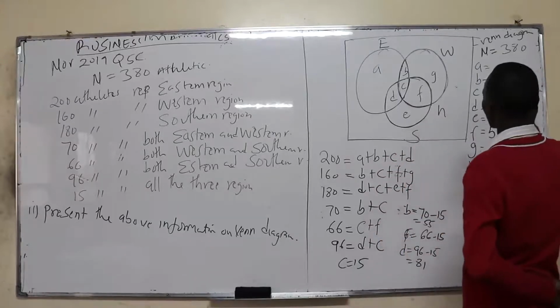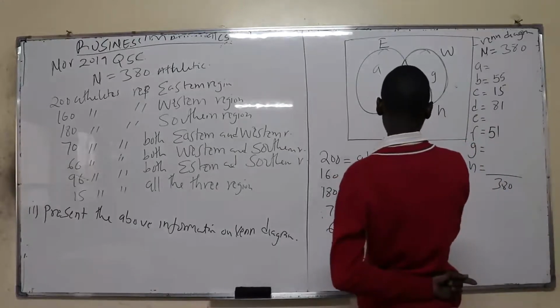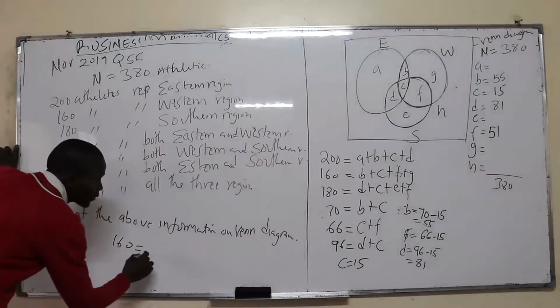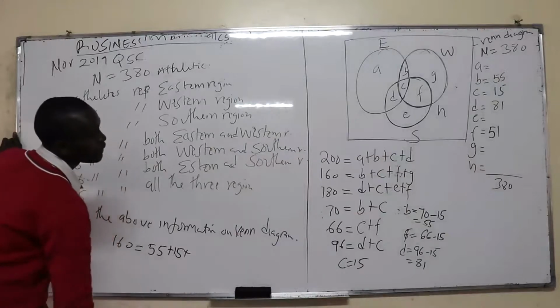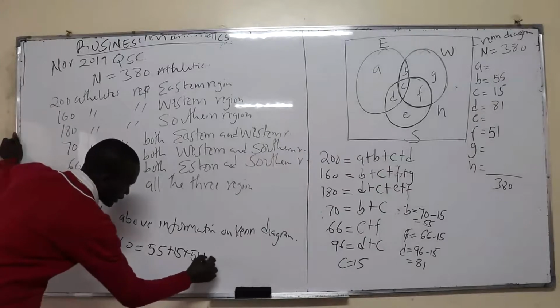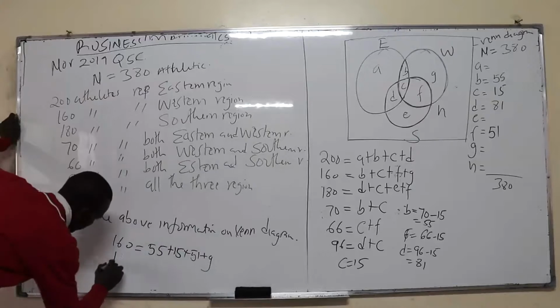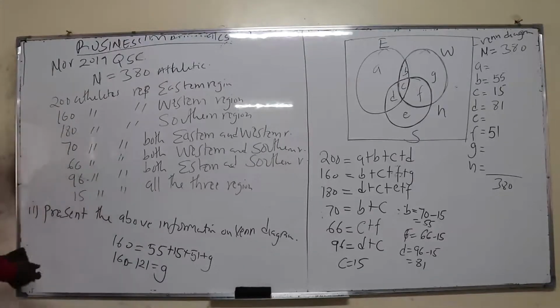Then 70 represented both Eastern and Western. So what they share in common between the two is B plus C, okay? Then 66 share both Western and Southern. So what they share in common is what we are looking at. It is C plus F, okay? Then we have 96, they share both Eastern and Southern. So what they share in common is D plus C.